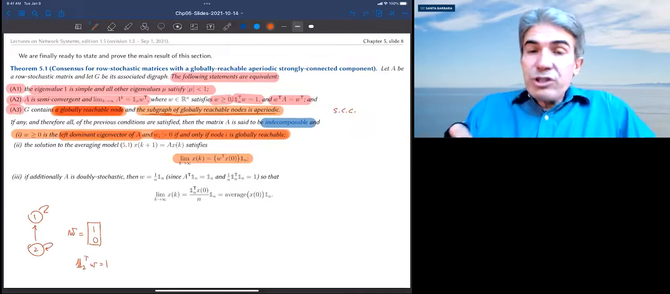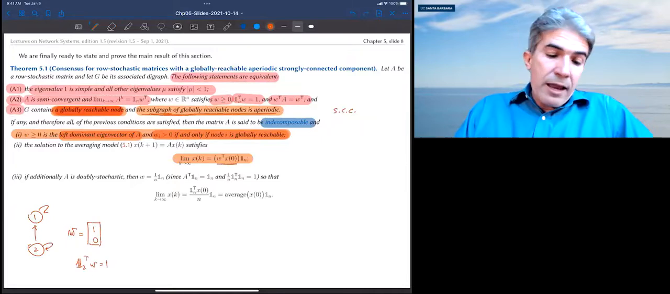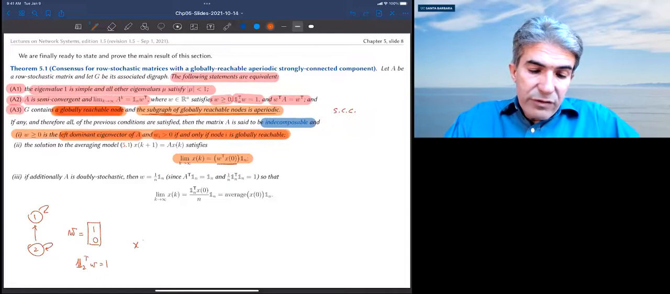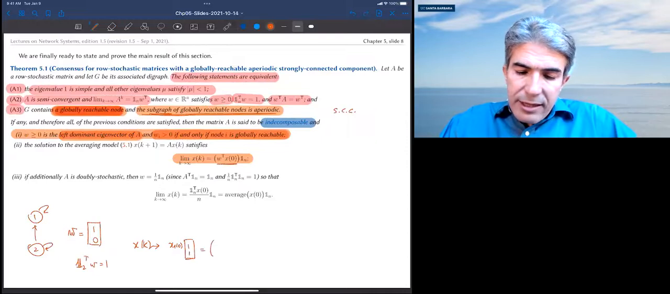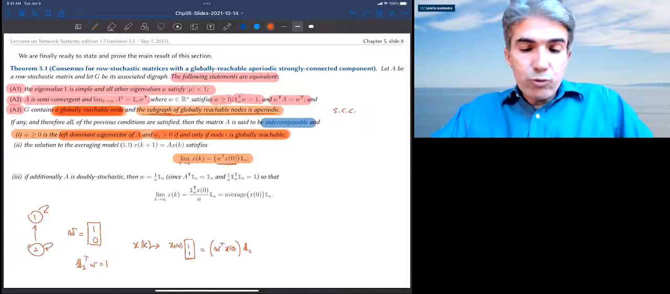And this w is useful because this is the consensus value to which you converge. In fact, we saw it in the example two slides ago, that for this very simple two-dimensional example, x_k was converging to x_1(0) for both entries. So I had basically (1, 1), and I can write that as w transpose x(0), which multiplies the vector (1, 1). You see, we saw this in the example two slides ago.